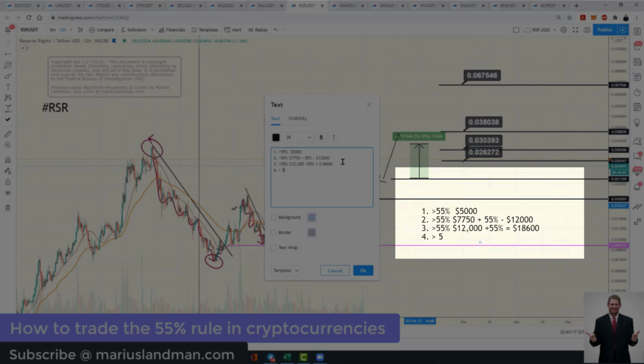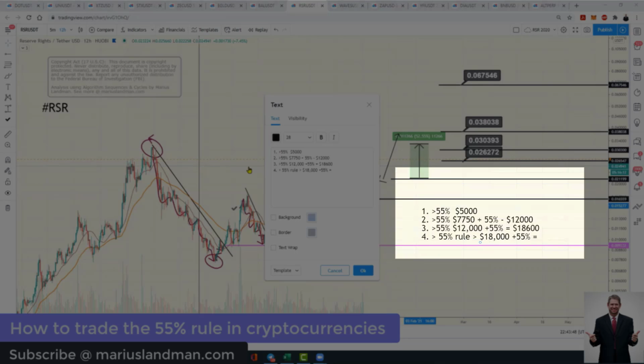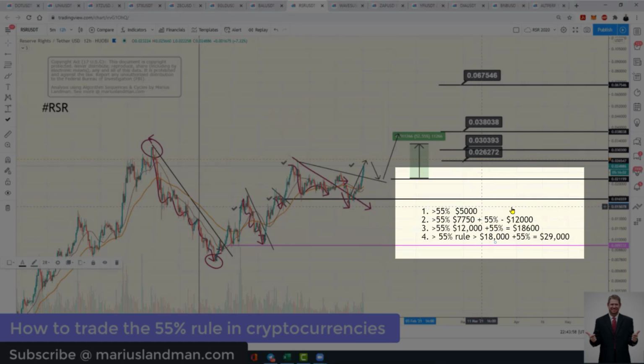So we say 55% rule, 18,000 plus 55% gives you what? Let's just round it off. 18,600 plus 55%, you now stand at 28. Let's round it off, 29,000. So from 5,000, you've converted this into 29,000.